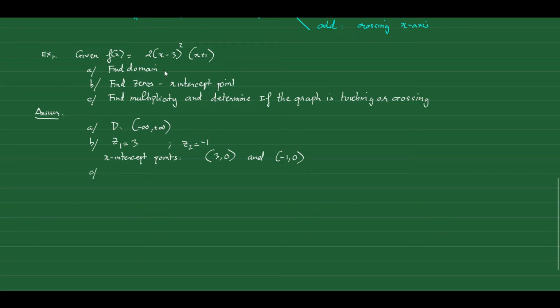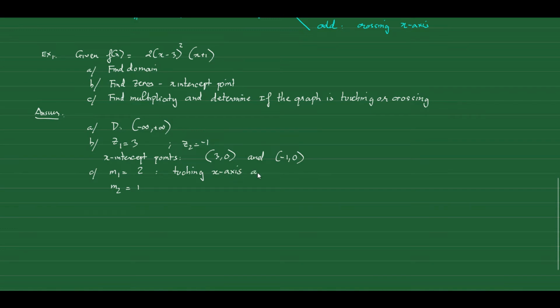So what is multiplicity? Multiplicity over here, m1 is 2, and m2 is what? What is the degree over here? m2 is 1. Because m1 is 2, we know this is even, and that's why it's going to be touching the x-axis.